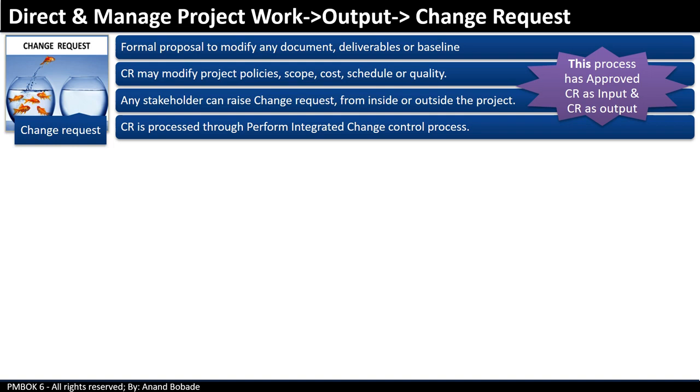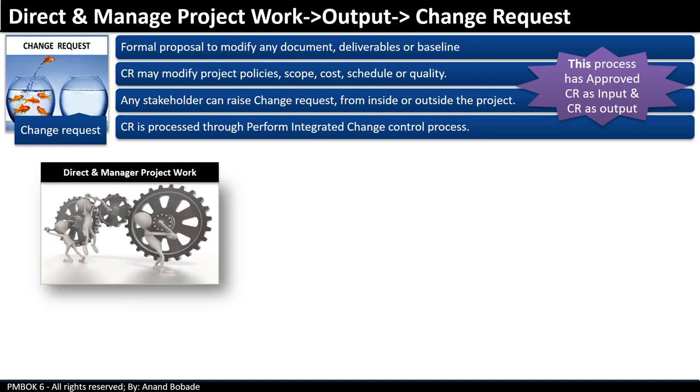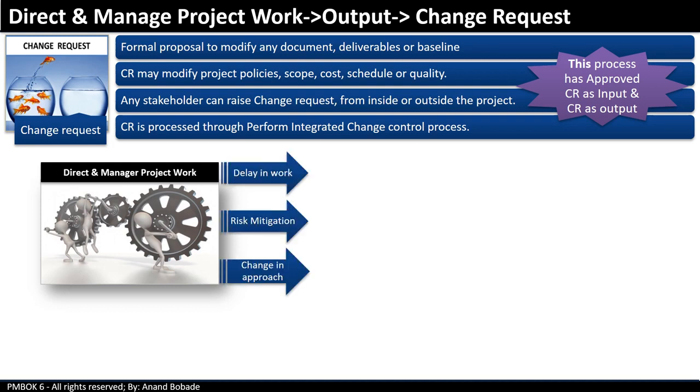Let's try to understand why CR is output of direct and managed project work process. While working on the deliverables during direct and managed project work process, there may be delay in project work due to resource or emergency leaves. Risk mitigation might have failed, or change in approach to execute certain activities are required. All this will result in raising a change request.